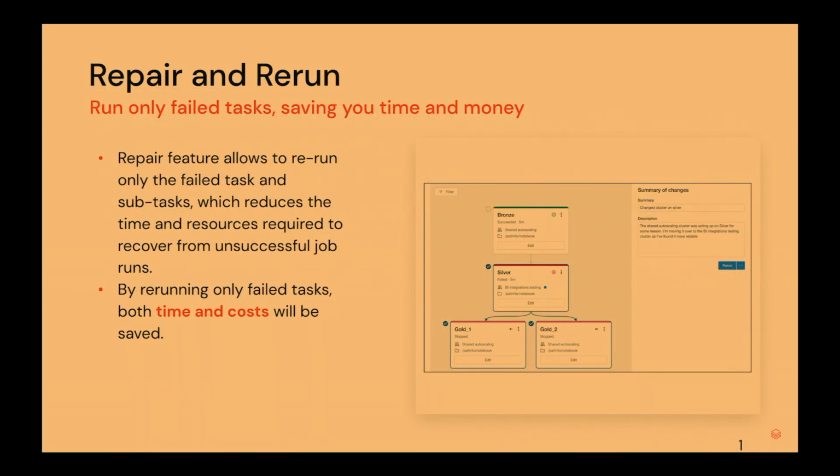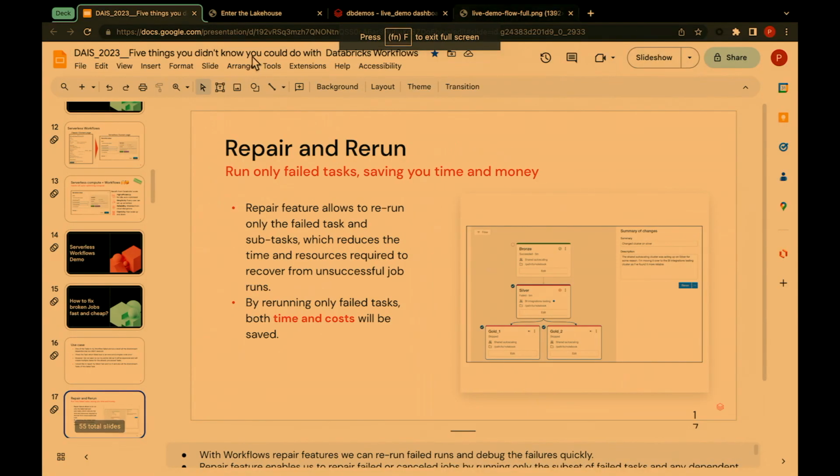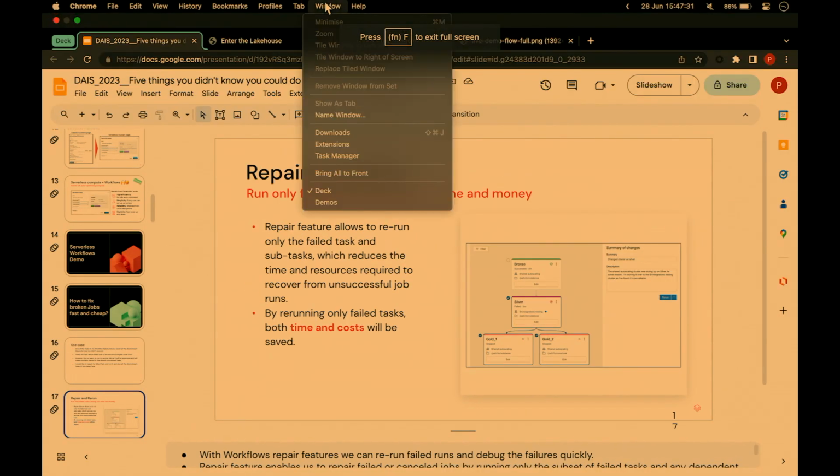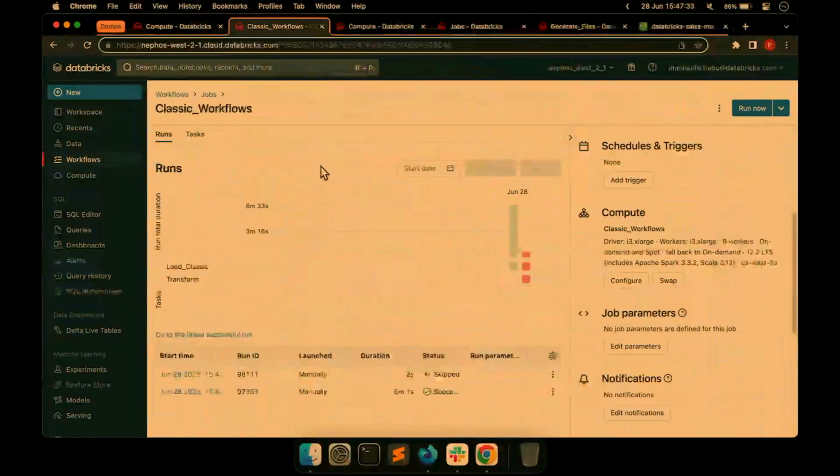So this is where the repair and rerun feature of Databricks Workflows helps. Assume a scenario where one of the tasks failed, like task 2 in this case, which is silver. It failed. Now I want to go to the Databricks UI and quickly fix it. So let me go to the demo again and show that.